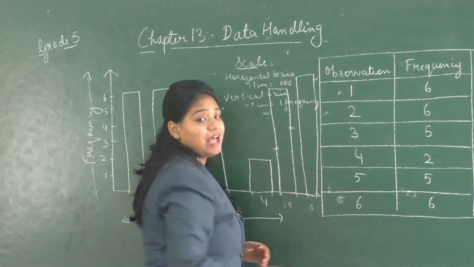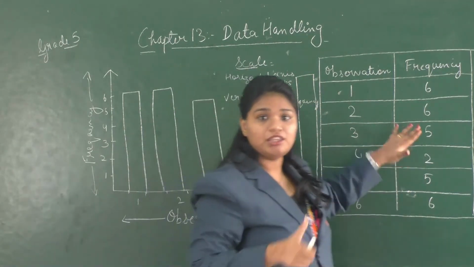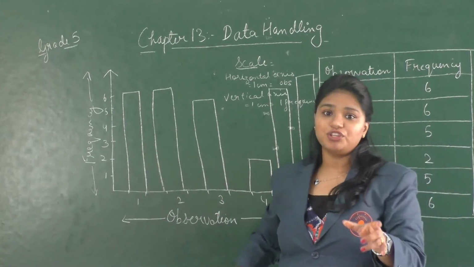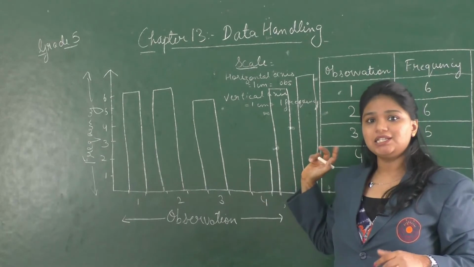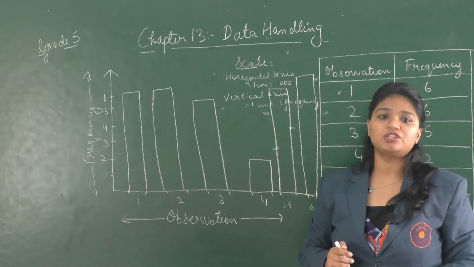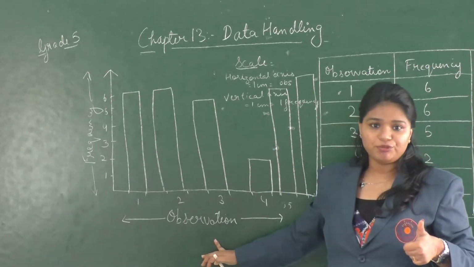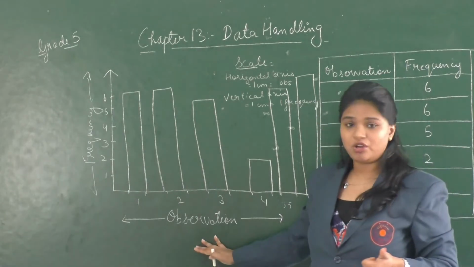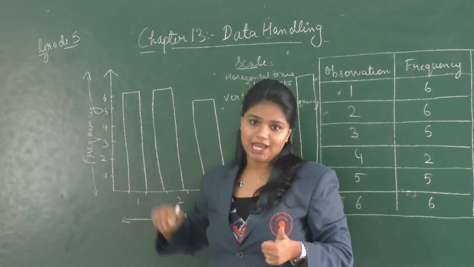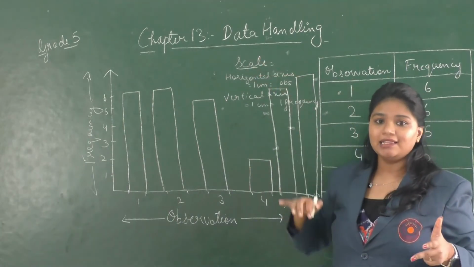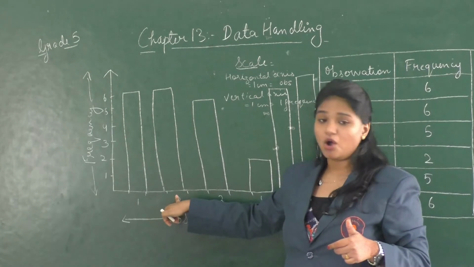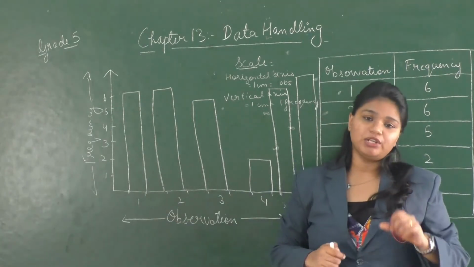So this way I have represented this data in the form of a bar graph. So here I have bars of equal width representing this data. So what you have to notice that either of the information can be represented on the horizontal axis or on the vertical axis. First thing. Second thing is you have to mention the scale. And third, when you are mentioning the blocks, that should be of equal length.